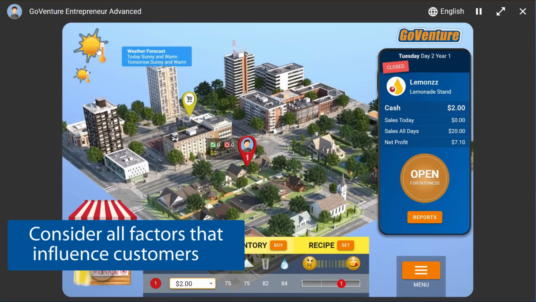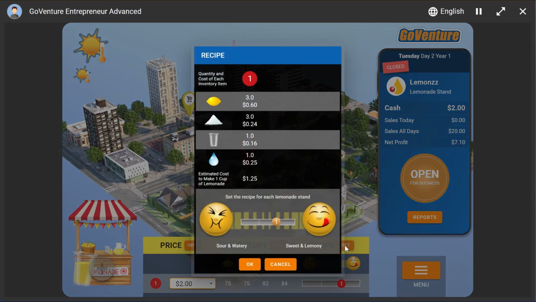The weather influences customer purchases in this type of business. Weather doesn't necessarily impact all businesses, but in this business, because it's outdoors and it's a cold drink, a warm, hot day is probably going to be much better for us than a cold and stormy day. And I can see the forecast suggests that it's going to be hot and sunny, which is a perfect day for selling lemonade. Let's go back to our recipe.